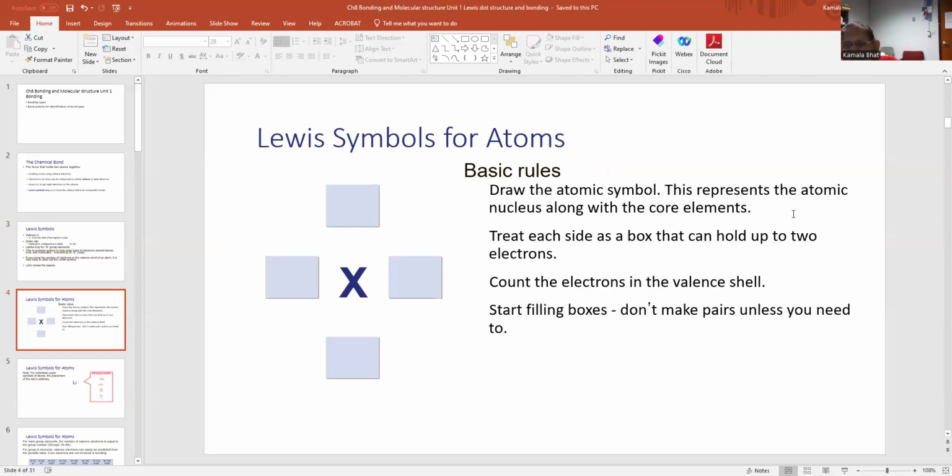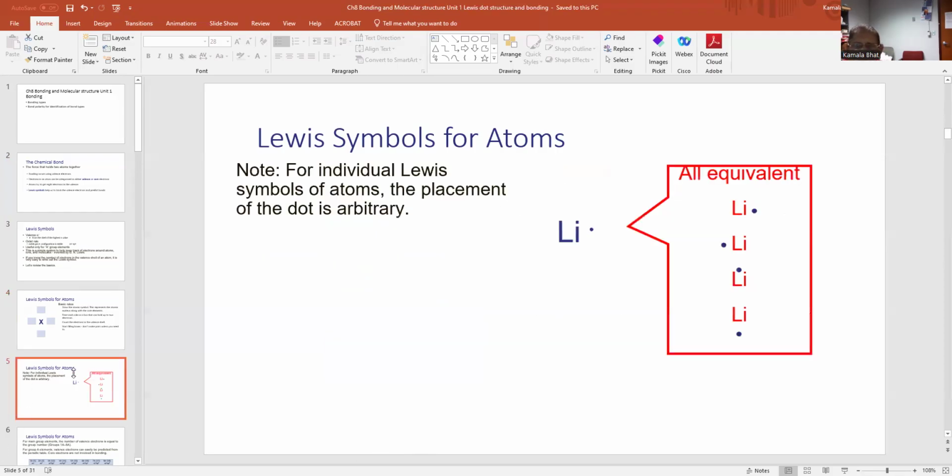Treat each side as a box that can hold up to 2 electrons. Count the electrons in the valence shell. Start filling boxes. Don't make pairs unless you need to. So generally, we follow the Pauli exclusion principle and Hund's rule and make sure that every box has 1 electron before pairing occurs. Now, the position of where you place the electron is immaterial because all of those on a Lewis dot symbol represent the same electron.